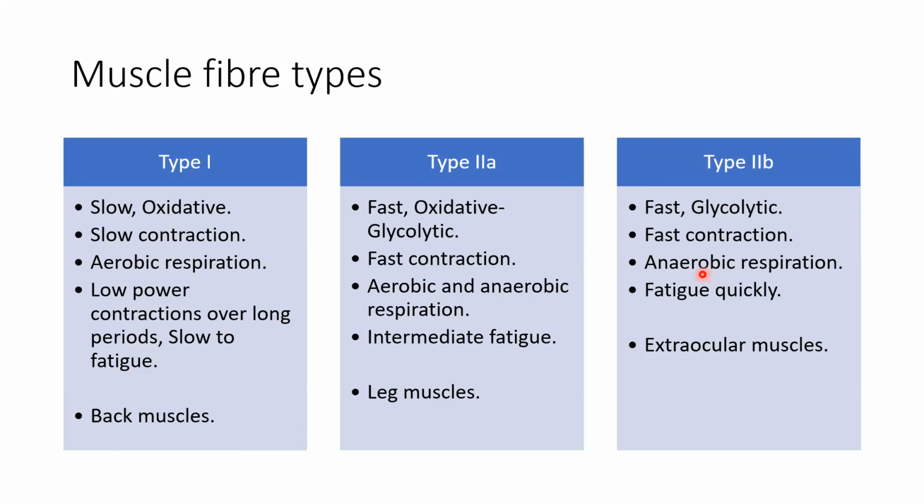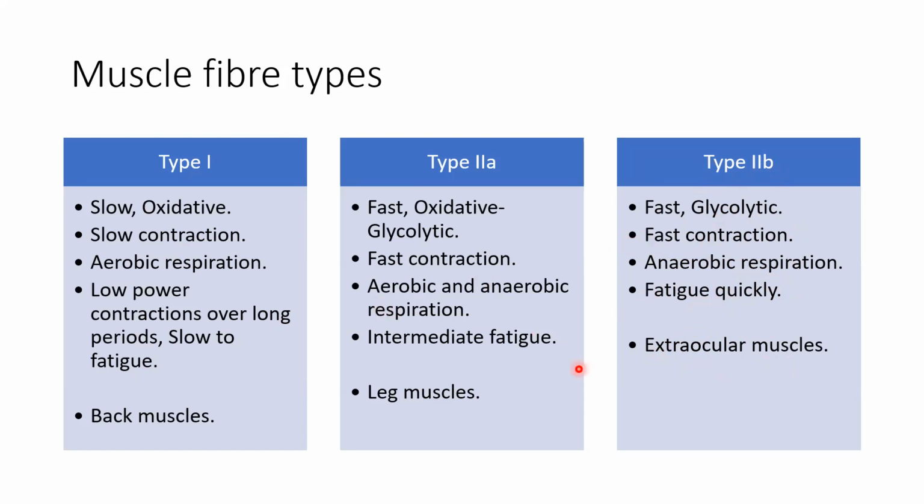Then on the other end, you have fast glycolytic fibers. They are fast fibers and they use anaerobic respiration. They don't need a lot of energy for prolonged times. Their action is quick and not prolonged, and they fatigue quickly, get tired quickly, such as in the extraocular muscles. Those are the muscles used to move the eyeball.